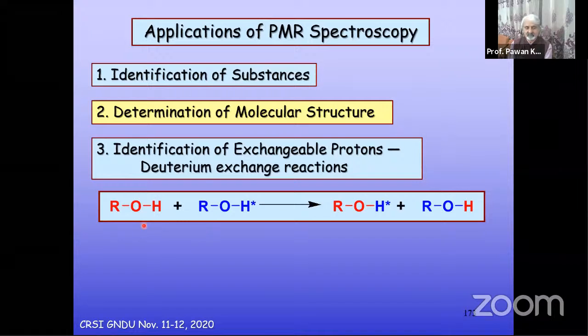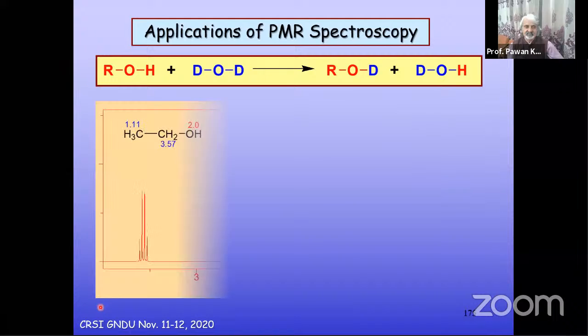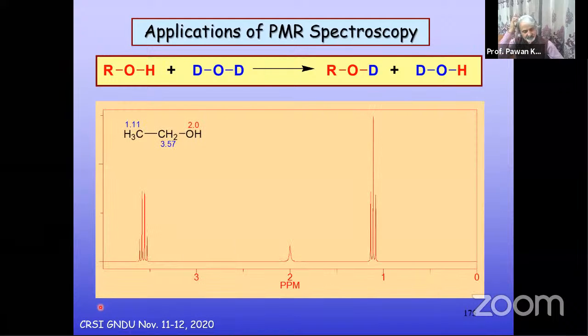For example, in red alcohol and blue alcohol, their hydrogens can exchange, and the blue hydrogen can be on the red molecule and the red one can be on the blue molecule. So what we can do is add a drop of deuterated water, D2O, and with the result, the H would be replaced by deuterium. So when H is replaced by deuterium, we can measure the NMR spectrum again.